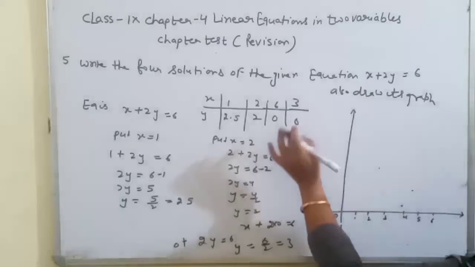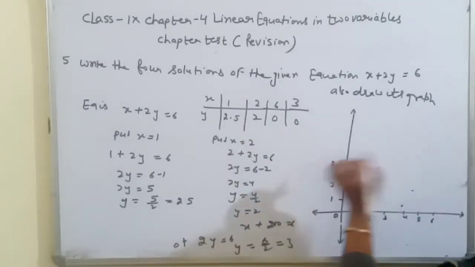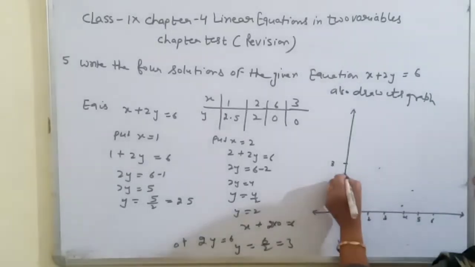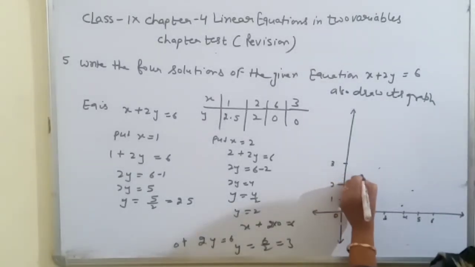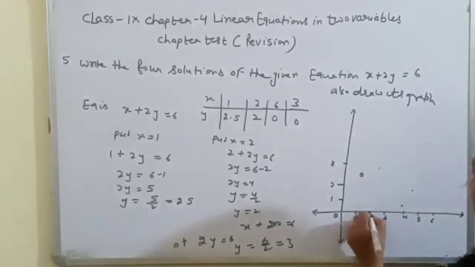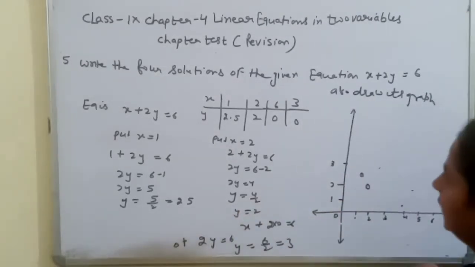Y is 1, 2, 3. First is x is 1, y is 2.5. 2.5 lies here, so this is the position. Second is x is 2, y is also 2. When x is 2, then y is also 2. This is the second coordinate.